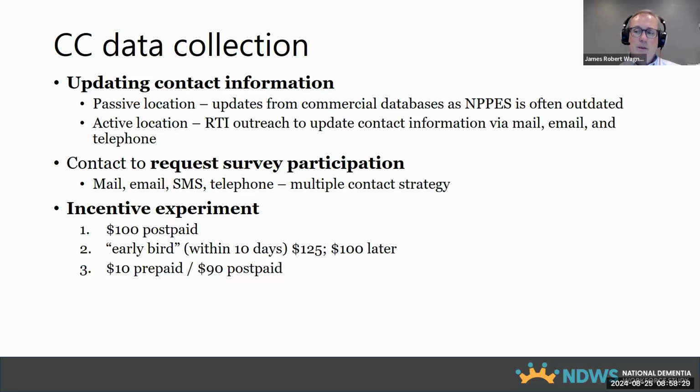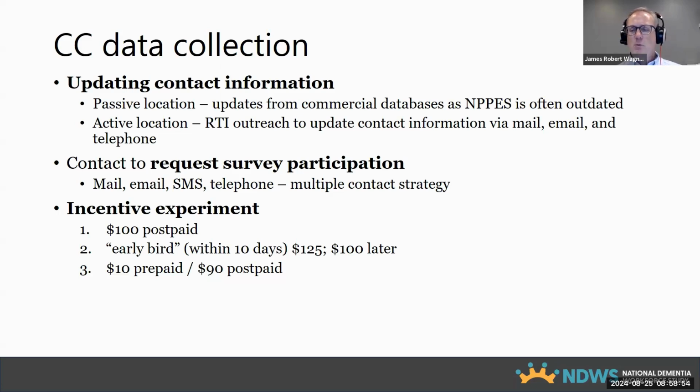The third is using a non-contingent incentive upfront. That is a prepaid $10 incentive, right? So the incentive is paid regardless of participation. It's a part of the initial contact messaging. And then once the survey is completed, an additional $90 is postpaid after the survey is completed.